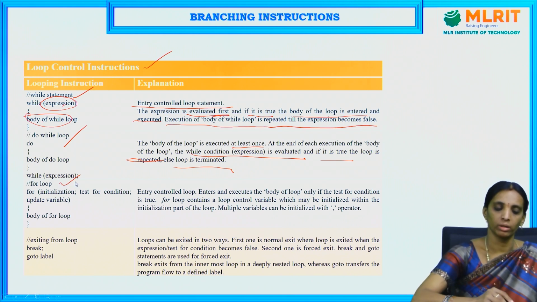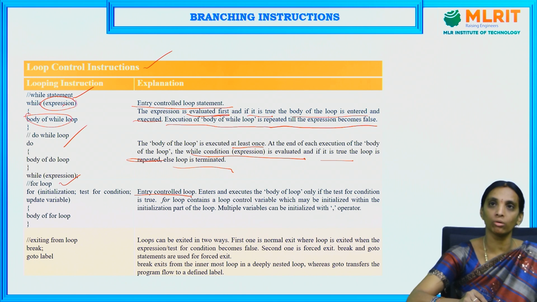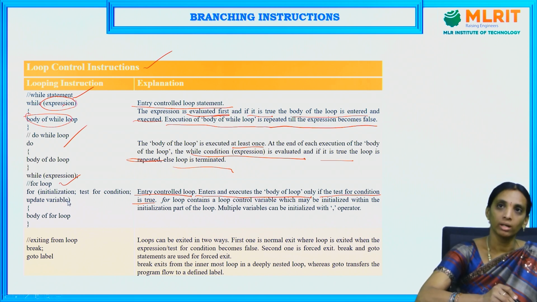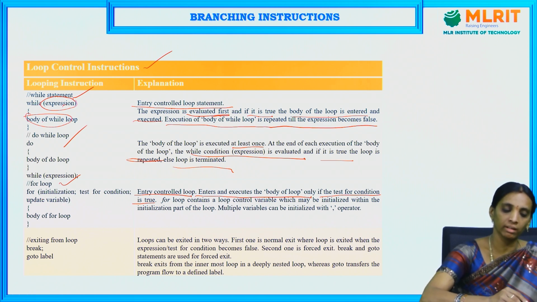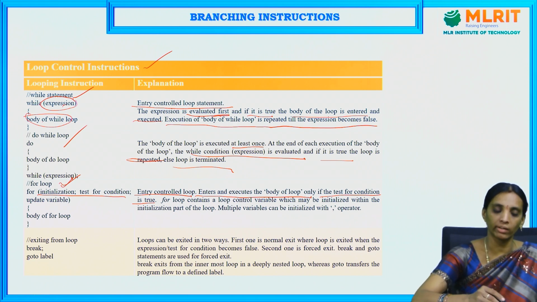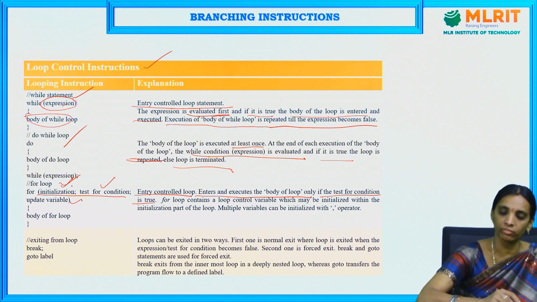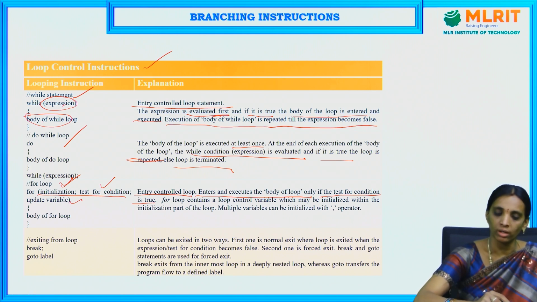For loop: here it is an entry control loop. It enters and executes the body of the loop only if the test for the condition is true. So here we need to give a test condition in the for loop. In the for loop, first we have to initialize, give a condition for testing, and update the variable. If the test for this condition is true, then only it enters into the body of the loop and executes. Otherwise, it will not enter.